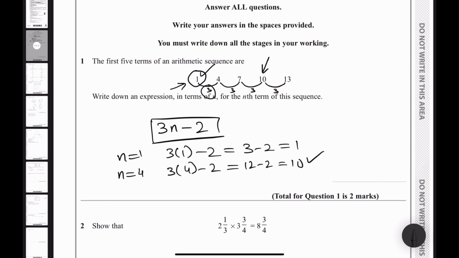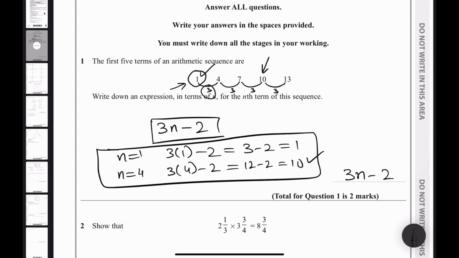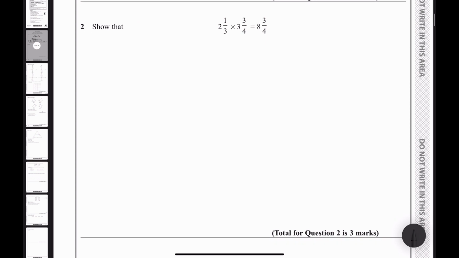So this expression is working for all the terms, and that's our final answer. So over here we'll write it as 3n minus 2. I have done this whole working for checking purposes. You may skip it if you want. So 3n minus 2 is the final answer for question number 1. Now let's see question number 2.